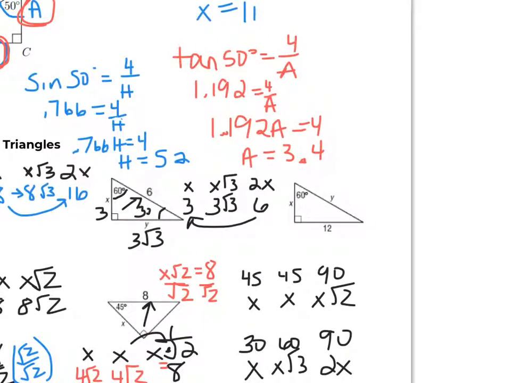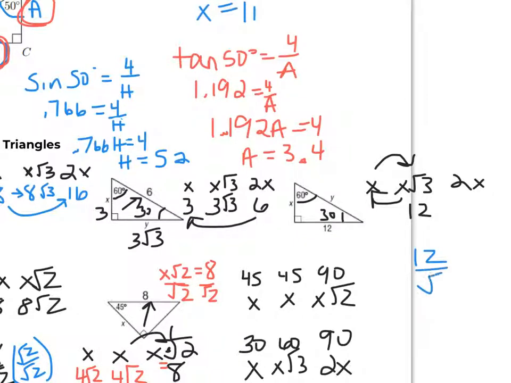So looking at this last one, we have a 30, 60, 90. So once again, x, x root 3, 2x. We have opposite the 60-degree angle is 12. And before I can get the 2x, I have to go back and find out what x is. So once again, going forward, we multiply by square root of 3. So to go back, we're going to divide by square root 3. Or, for those of you it hadn't clicked with yet, we're solving the equation x square root 3 equals 12 and dividing by square root 3.